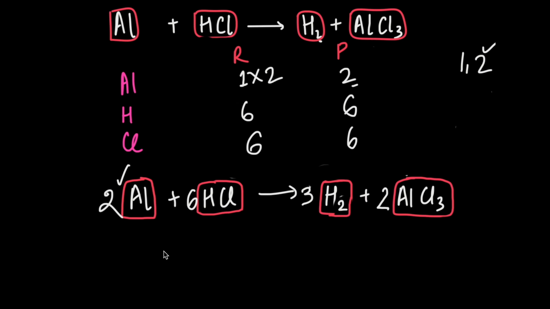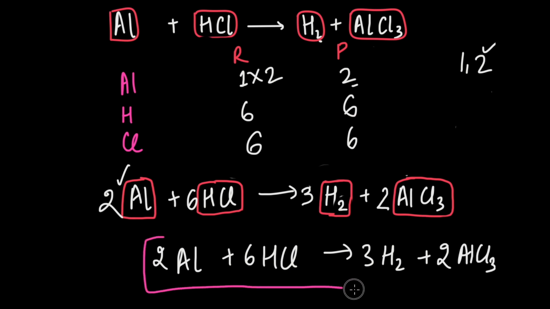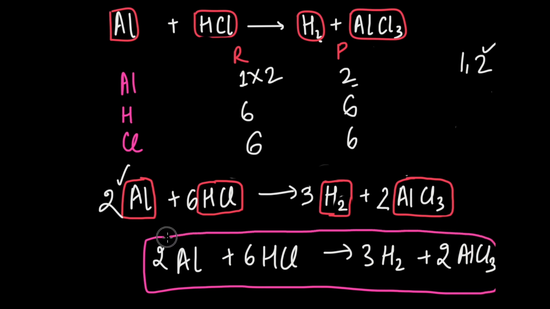So once again, I'm going to write now the final balanced equation as 2Al plus 6HCl gives 3H2 plus 2AlCl3. This is my final balanced equation.